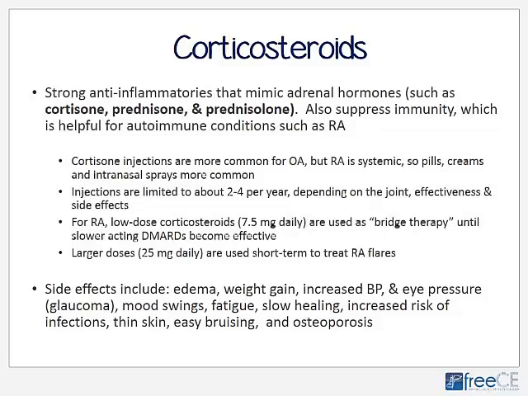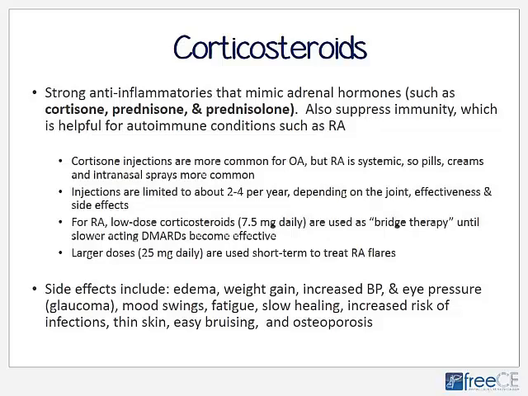Cortisone injections are more common for OA, but because RA is typically much more systemic, pills, creams, and even intranasal sprays are much more common. If you are injecting joints, there certainly is a limit, typically between 2 to 4 injections per joint per year, but it depends on the size of the joint, effectiveness, dosage, and the side effects experienced.